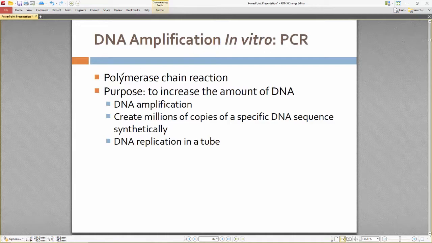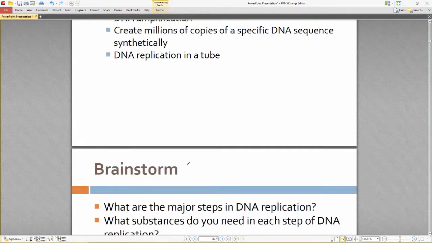PCR, or polymerase chain reaction, is a way of doing this in vitro. So not in a living organism, but literally in glass or on a petri dish, essentially. I think when we refer to in vitro, it just means out of a cell. The purpose of this amplification is to increase the amount of DNA we have, or create millions of copies of a specific DNA sequence synthetically. It's essentially DNA replication in a tube.